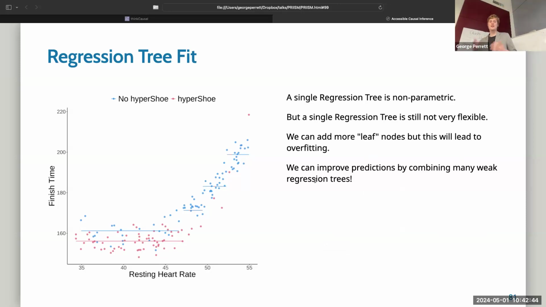A single regression tree is non-parametric, but it's still not very flexible. We can add more leaf nodes to make it more and more flexible and fit the data better and better, but then we start really overfitting. So there's this tension where regression trees are either going to really overfit or really underfit. The solution is we can combine a whole bunch of really weak trees together to improve predictive performance.